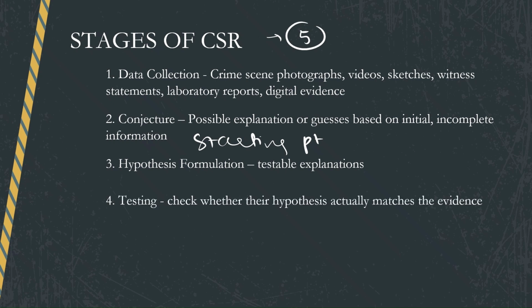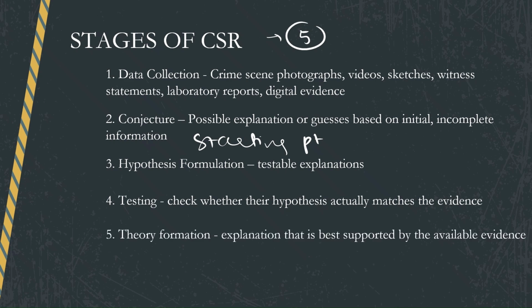The fourth stage is testing. This is where the investigators check whether their hypothesis actually matches the evidence, like DNA results, bloodstain patterns, digital records, laboratory findings. All of this is examined, and this is something I really want you to remember. The goal is not to prove the hypothesis right. The goal is to see whether it survives the testing. If the evidence contradicts it, the hypothesis must be changed. That is how science works.